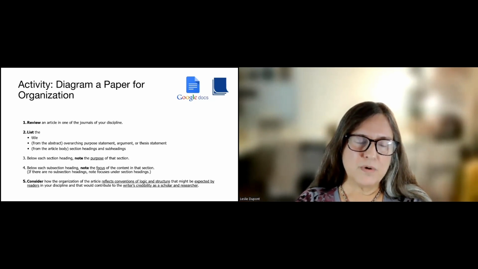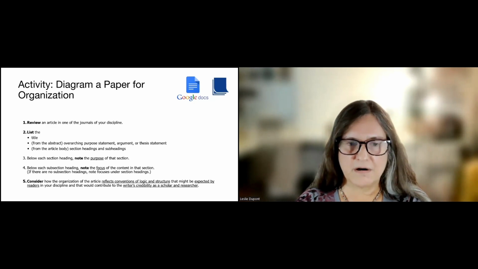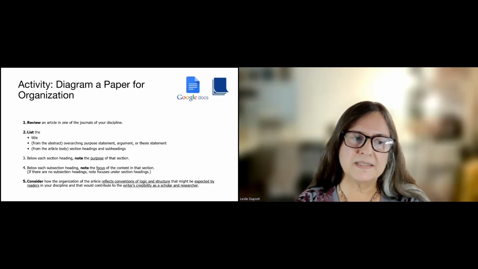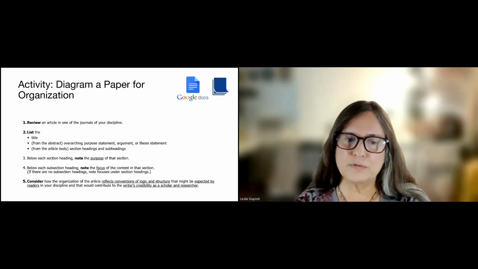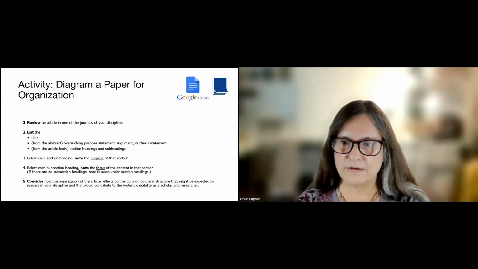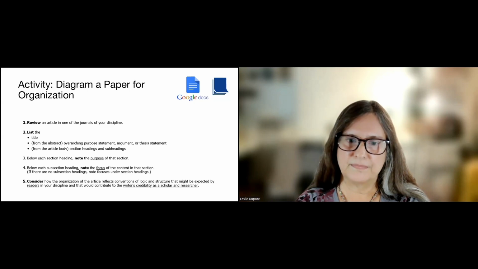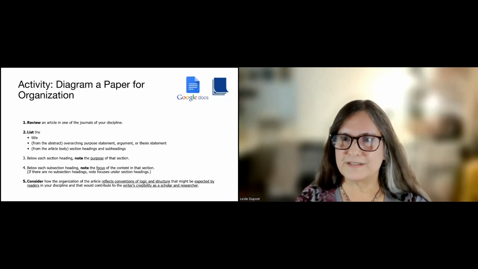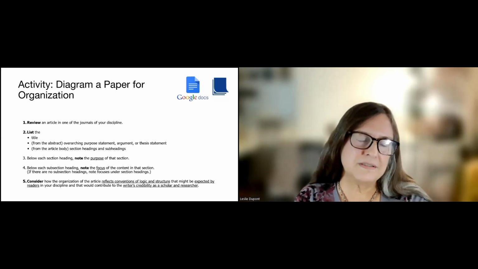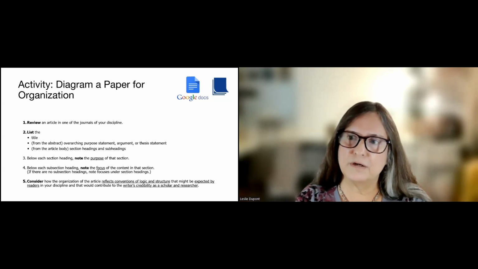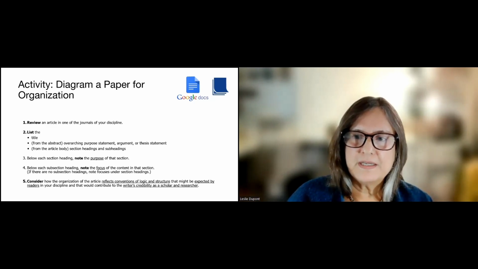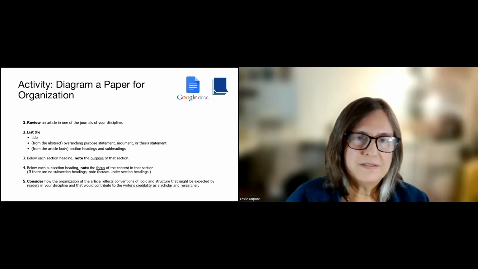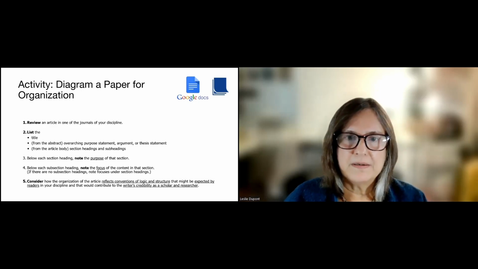And then once you're done, you want to consider how the organization of the article reflects conventions of logic and structure that might be expected by readers in your discipline, and that would contribute to the writer's credibility as a scholar and researcher. So how is audience considered? How is the writer establishing and maintaining credibility? As you work through this, what did you notice in the organizational details of the article that you were diagramming?